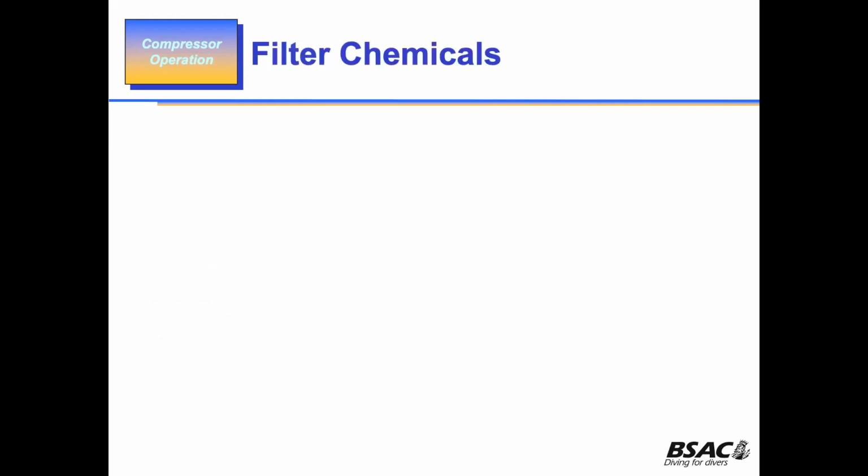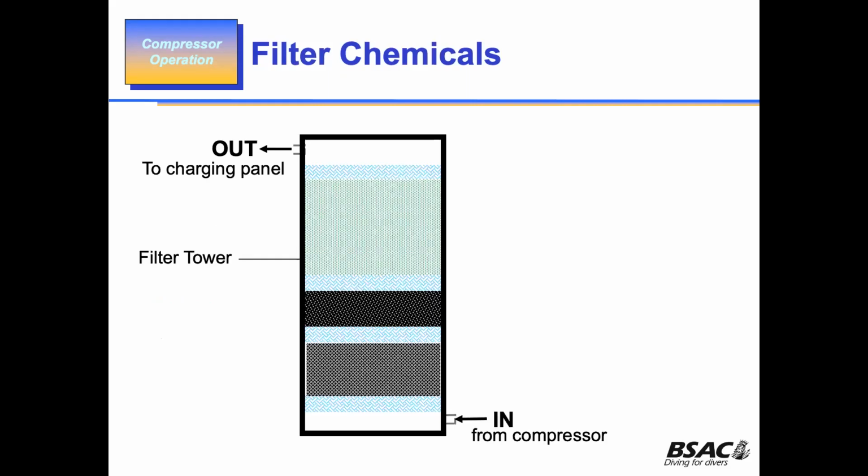So we use chemicals in the filters to make sure they meet the standard we want. So what's a filter? The air goes in one part, goes up through the filter tower and comes out of the other part. And in that filter tower, there are layers of different chemicals and structures that will help to filter the air to a standard that is suitable for diving. Normally the first thing that goes in there is activated alumina.